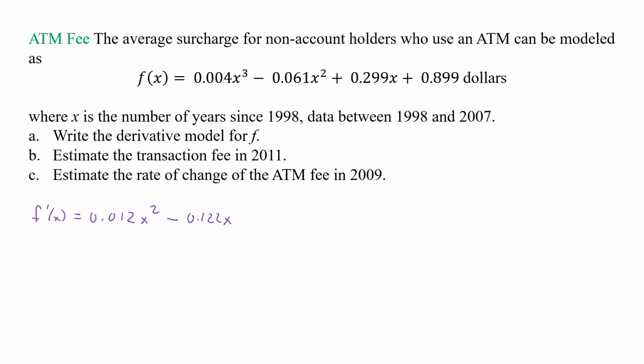And now we have a 1 here, so bring that down, so it's going to be plus 0.299. Okay, and what's the unit going to be for that? That's going to be dollars, and it's going to be per year. All right. That's the derivative, and so now that's part A.